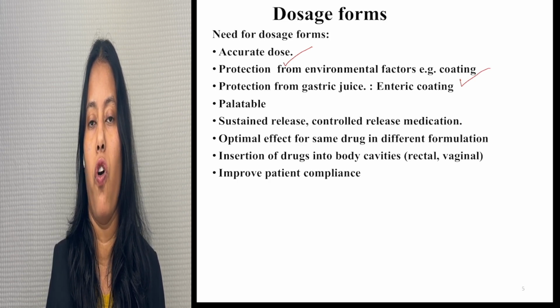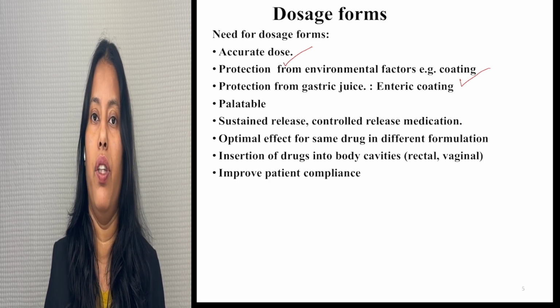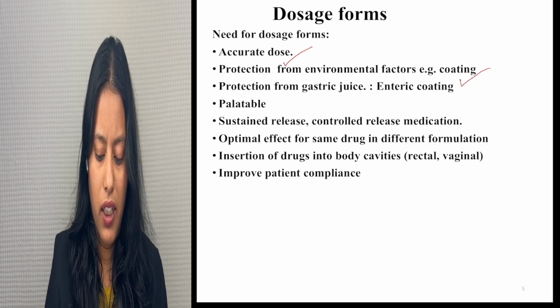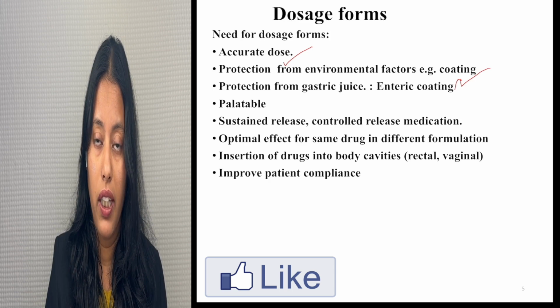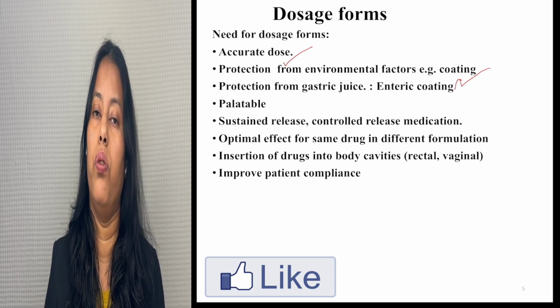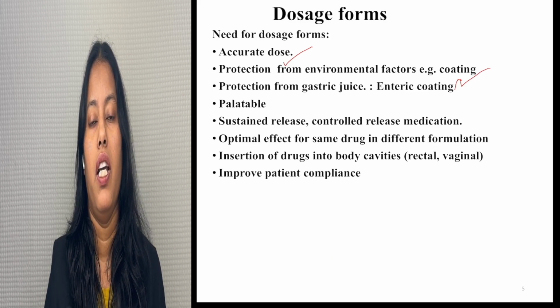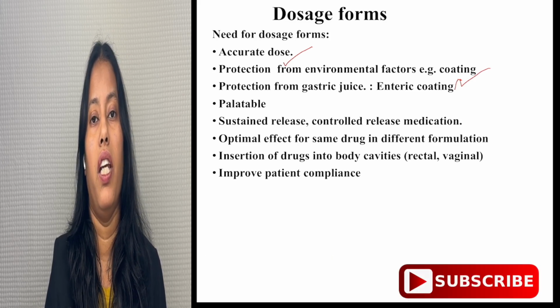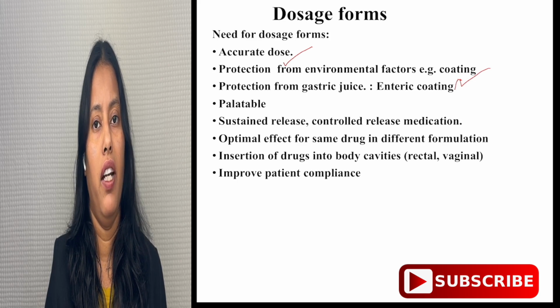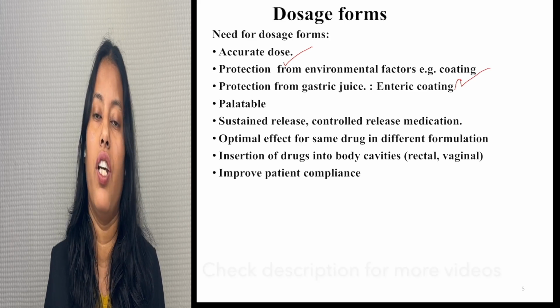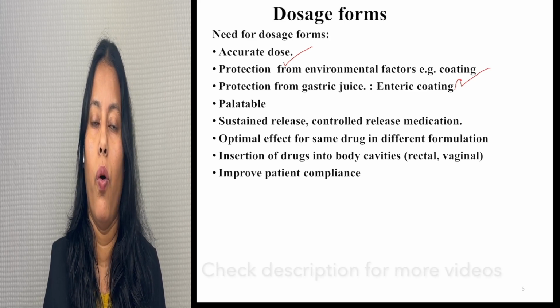To prevent degradation from these environmental factors, you have to prepare a suitable dosage form. Like tablets are coated with polymer to avoid the effect of moisture on the drug. Coating is also applied onto drug particles or drug granules, like in microencapsulation, where a polymer coating is applied, which will prevent environmental factors like oxidation, hydrolysis, and even photodegradation.